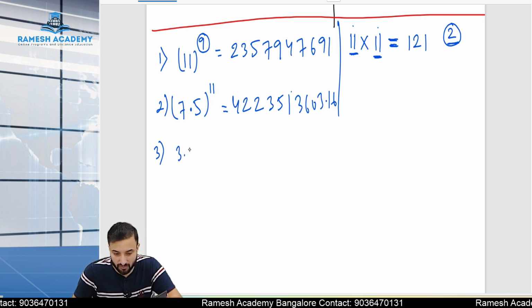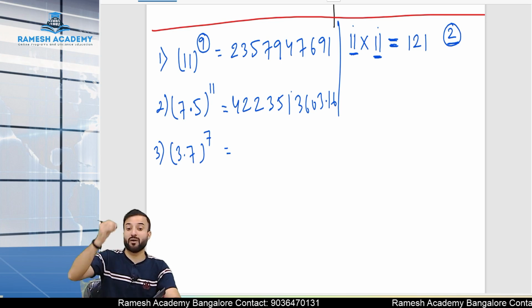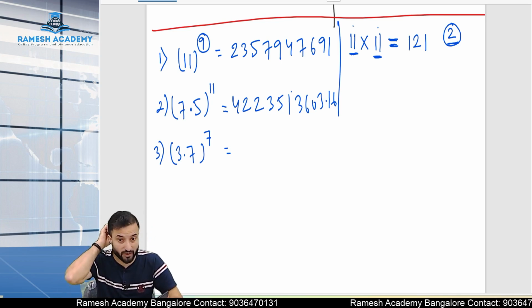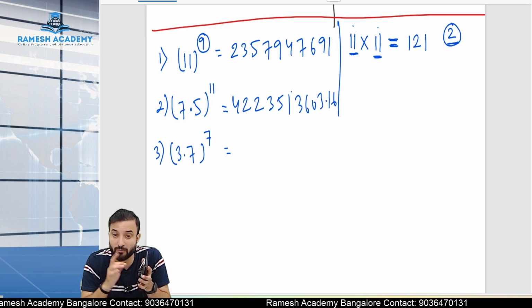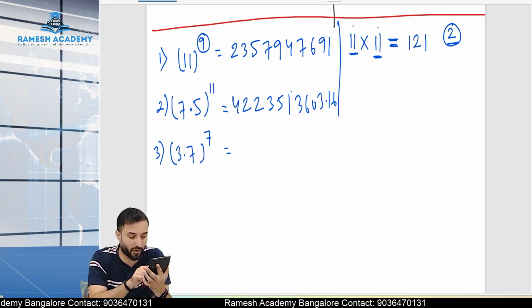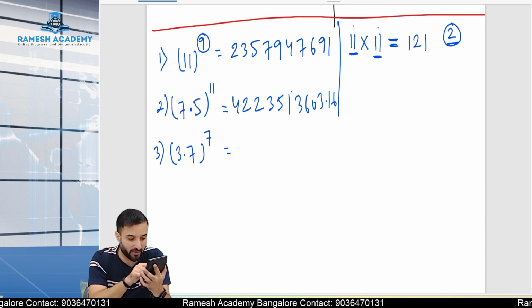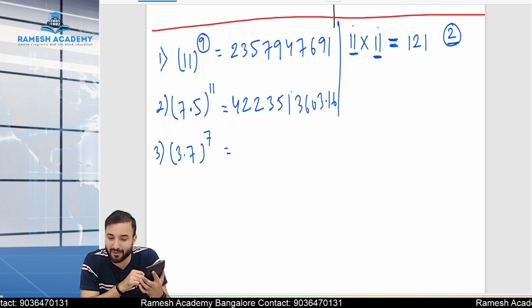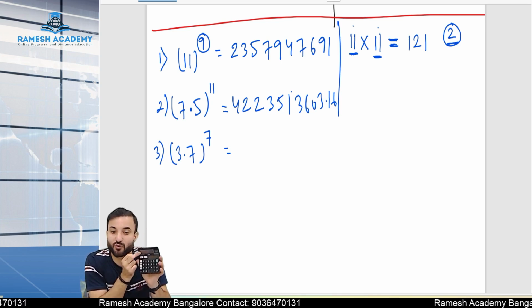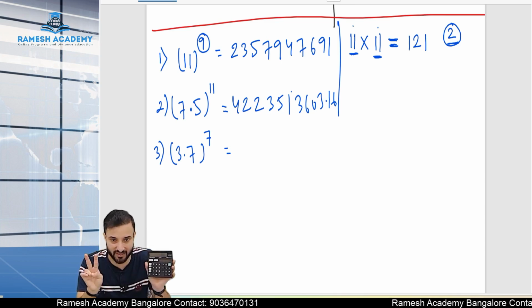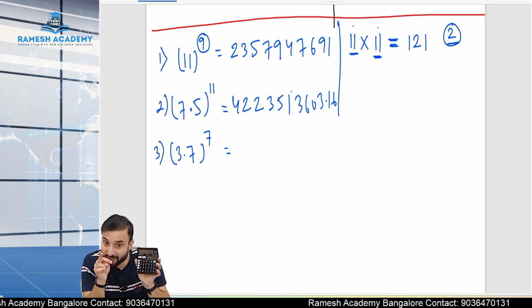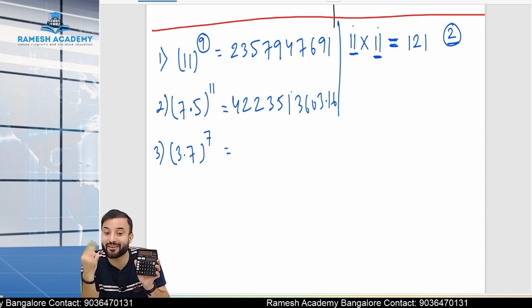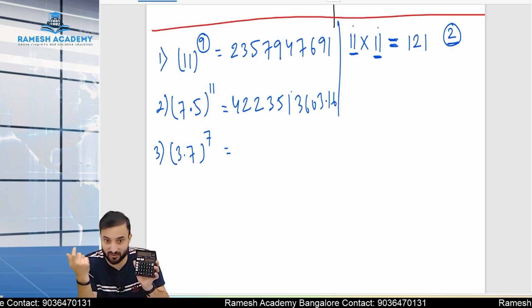Suppose we have 3.7 power 7. So what we will do, pause the video and try. So first of all we will do 3.7 into 3.7 equals. How many times happened? Yes, 2 times, but the step showing is 3, one more step. So 2 times, done. Then we have to press the equal button till 7 times, means till 8 steps. Correct? 7 times means one more step, 8 steps.